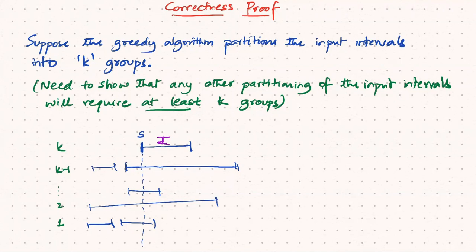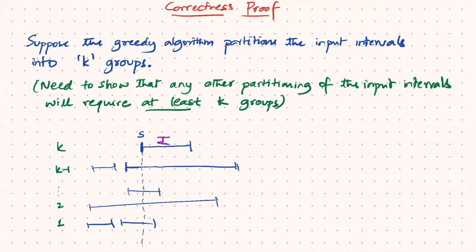So this is the scenario. At time instant S, for each group, you have one interval with which this interval I overlaps. So what do you notice? At time S, there have to be K intervals running simultaneously. If you think of them as jobs, at time S you have K jobs that have to be running at the same time. There are K overlapping intervals at this time.